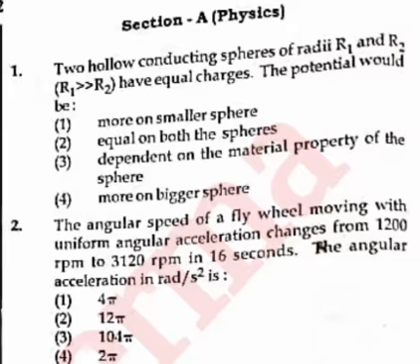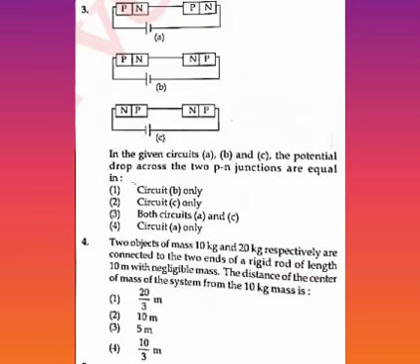Next, question number 3. PNPN, PNNP, NPNP. In the given circuits A, B, C, the potential drop across the two PN junctions is equal in: option 1, circuit B only; option 2, circuit C only; option 3, both circuits A and C only; option 4, circuit A only. The correct answer is option 3, both circuits A and C only.